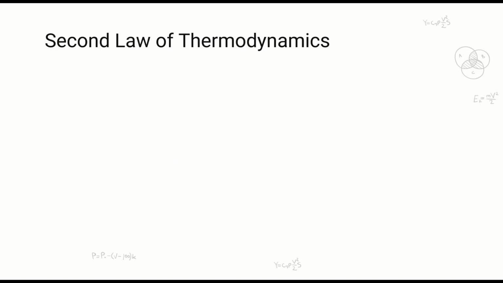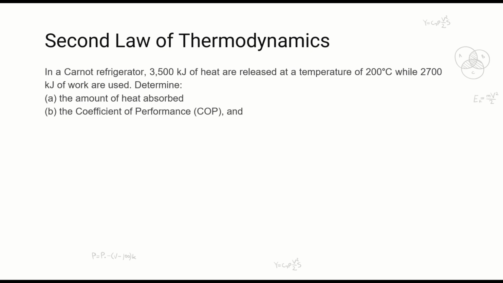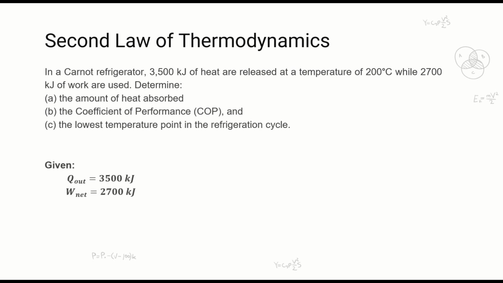Problem number 2 on the second law of thermodynamics. In a Carnot refrigerator, 3500 kilojoules of heat are released at a temperature of 200 degrees Celsius while 2700 kilojoules of work are used. Determine A, the amount of heat absorbed, B, the coefficient of performance or COP, and C, the lowest temperature point in the refrigeration cycle. So we are given the Q out, or heat out, is 3500 kilojoules, while the net work is 2700 kilojoules.